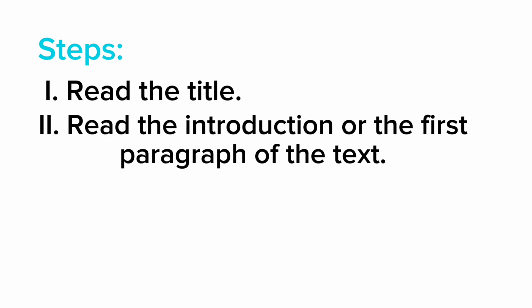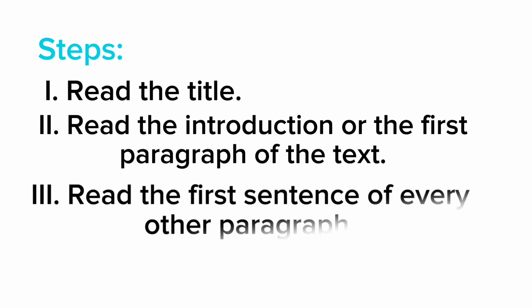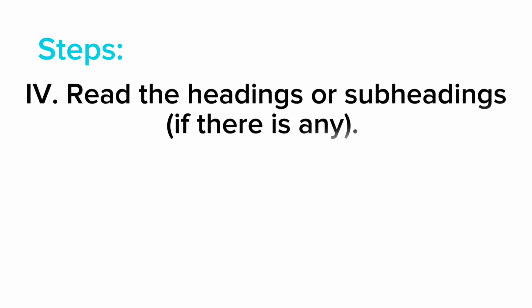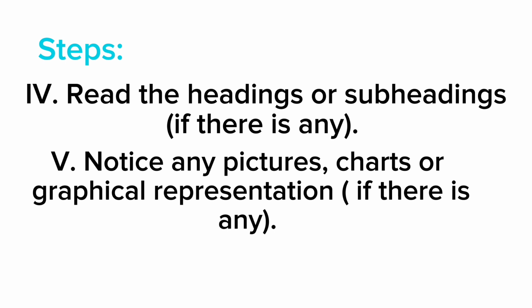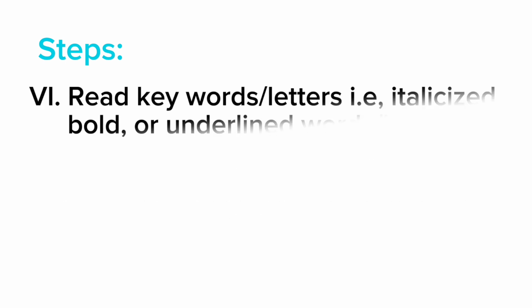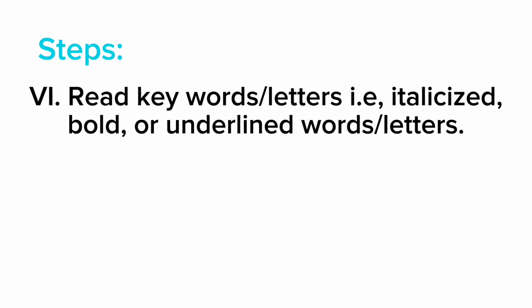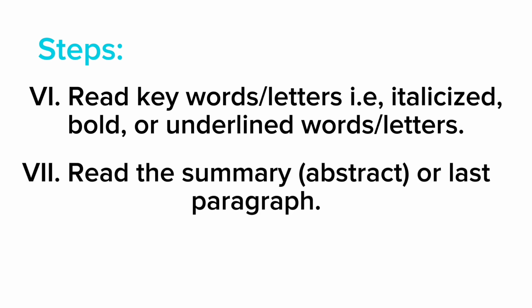There are some steps for the process of skimming which should be followed while doing it. Read the title of the text, read the introduction or the first paragraph of the text, read the first sentence of every other paragraph. Then go for reading the headings or subheadings if there is any. Also notice any pictures, charts or graphical representation. Read the keywords, that is italicized, bold or underlined words. And lastly, read the summary or last paragraph of the text.